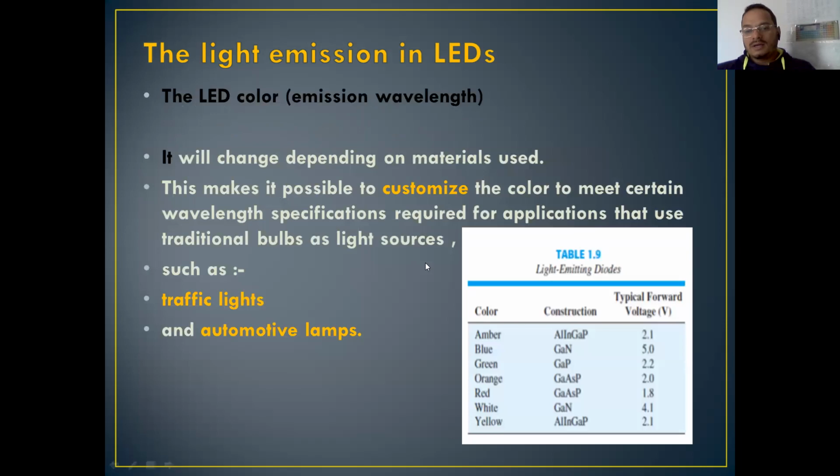Now, this column supports my words about using different elements. That means we use a different energy band gap, which means we can generate other colors. It will change the bonds in the material. This makes it possible to customize the color to meet certain wavelength specifications required for applications that use traditional bulbs as light sources, like traffic lights and automotive lamps.